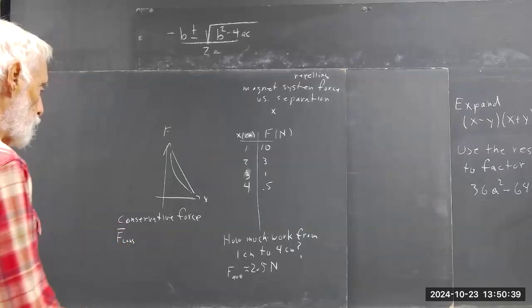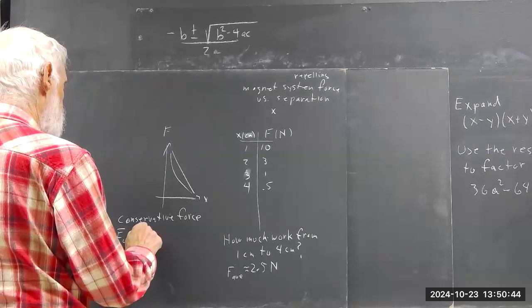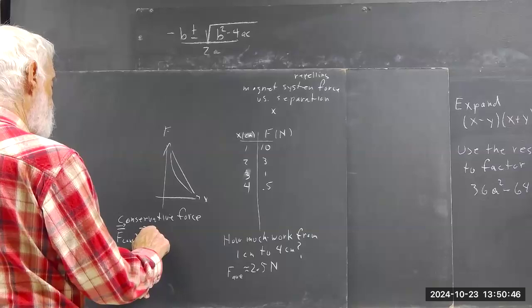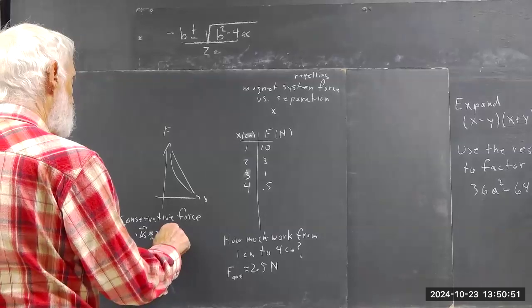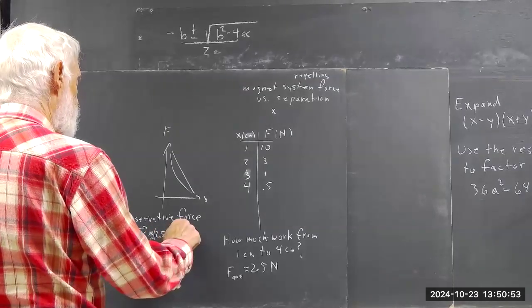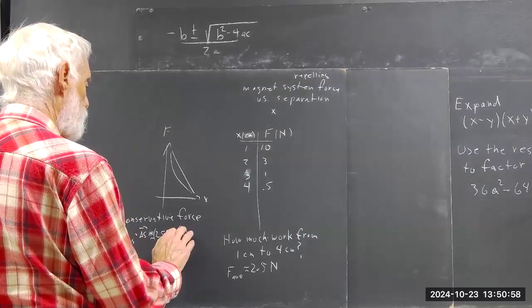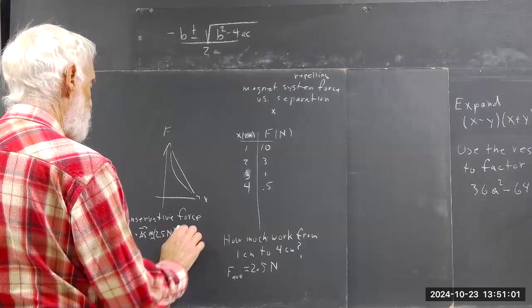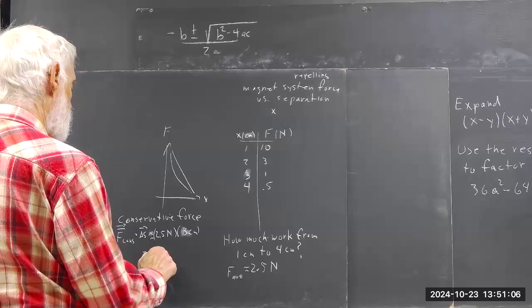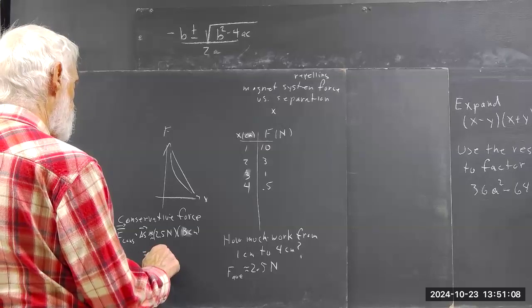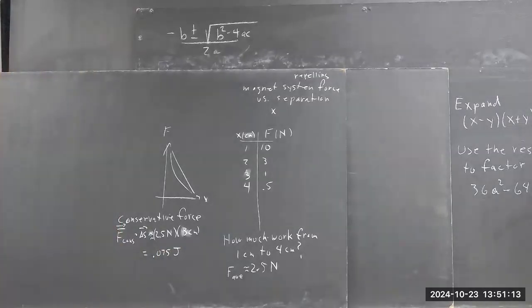Average conservative force times delta S. The force might be 2.5 newtons, multiplied by actually 3 centimeters, which is 0.075 joules.